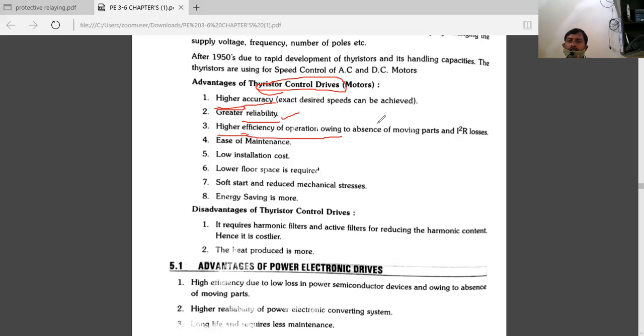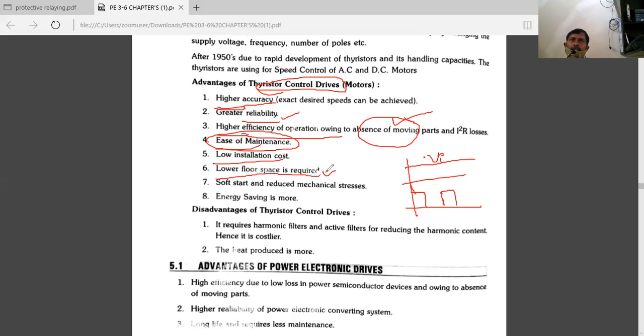Why higher efficiency? Because there are no moving parts, that is one point. And another one is, if the chopper input is V input, we are taking only a small portion of the input, only 50% of the input we are utilizing, so that we are reducing the consumption of electricity, so that efficiency will be more. Also the absence of moving parts means easy maintenance, because just by turning off the chopper we can maintain easily, and a low installation cost and low floor space required, that is, area.